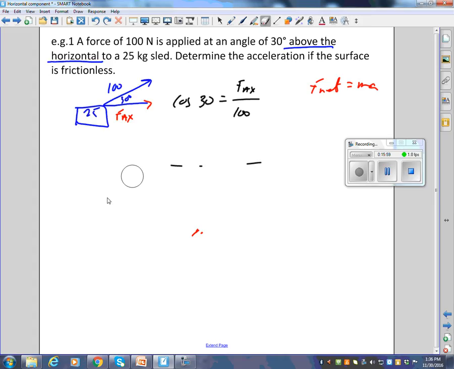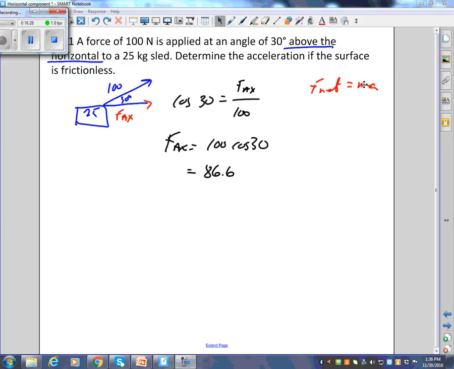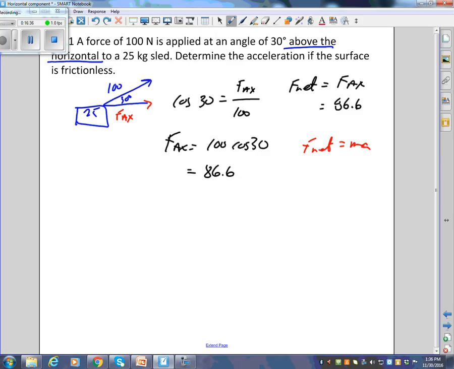Okay, so anyways, let's complete this question. Next step, I'm going to write FAX is equal to 100 cos 30, which we already know to be 86.6, I think, right? Didn't we just do that? And now I have to set FAX equal to my FNet. It's the only one, right? Can we just say FNet is equal to FAX? Not all the time, but in this case we can because it's the only one.